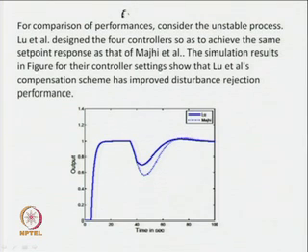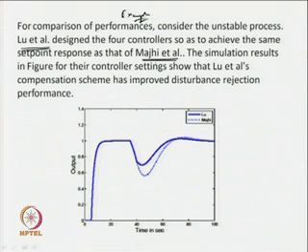Okay? Let us go to some simulation example. This simulation example basically compares the performances of Liu et al. and Majhi et al.'s modified Smith predictor controllers. So, when you consider some unstable process and design 4 controllers of Liu et al. and 3 controllers of Majhi et al.'s modified Smith predictor and controllers, and simulate the results. Some simulation results are given in this figure.